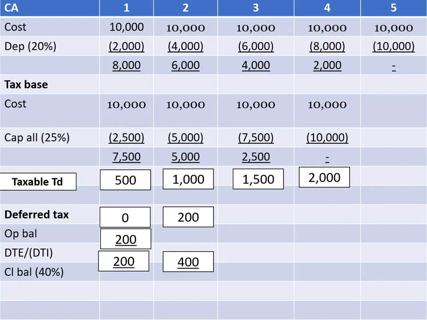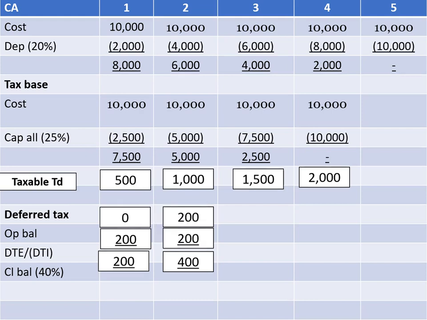What is our deferred tax balance? We have a temporary difference of 1,000 multiplied by 40%, and therefore that means our closing balance for deferred tax purposes is 400. Now, because we had an opening balance of 200 at the beginning of the year, and we want to gross that up to 400 at the end of the year, that means we end up having a deferred tax expense that we need to put through the income statement.